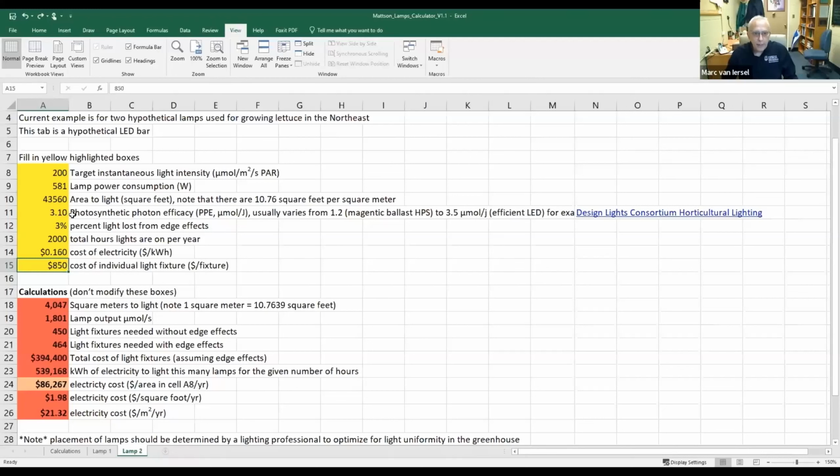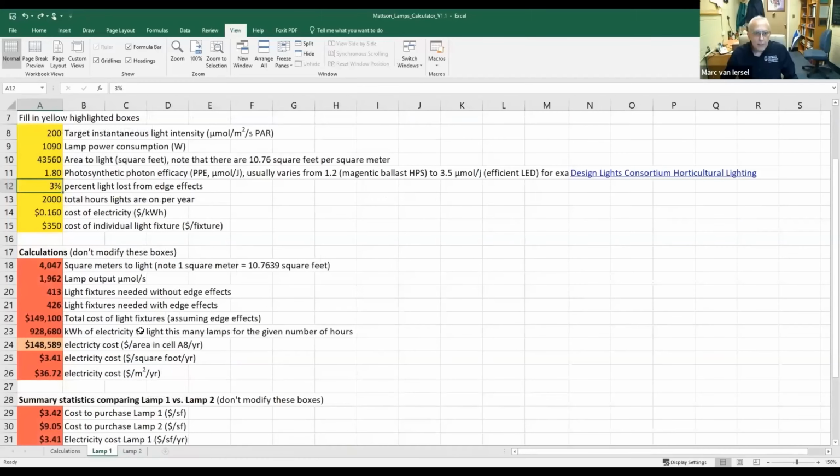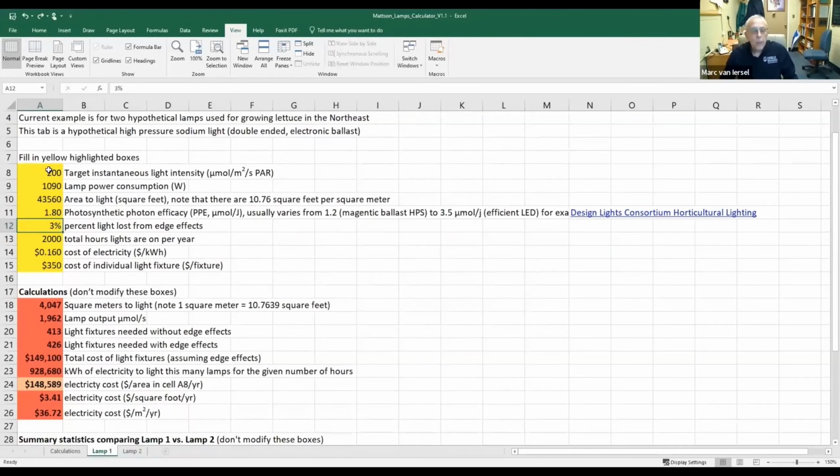And that higher efficiency is reflected here in this higher photosynthetic photon efficacy. This is basically a value of the efficiency of the light fixture. So this would be a very efficient light fixture. And all of the other numbers are the same. But now, rather than having a $140,000 or $150,000 electricity cost per year, that cost is reduced significantly because these lights are more efficient. Now, if I go to the lamp 1 tab at the bottom, this basically here has the same information as what we had previously for a high pressure sodium light. So the same power consumption, the same efficacy, the same calculations.